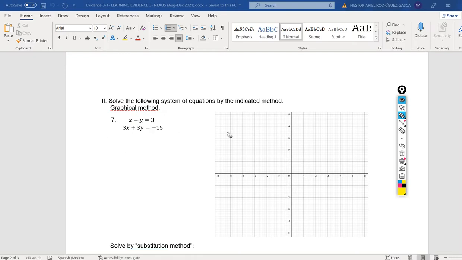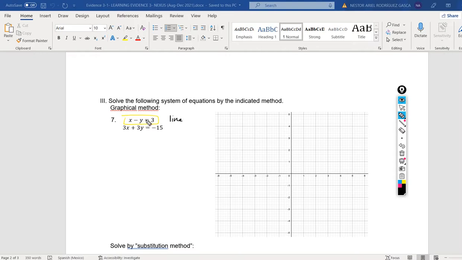But if you didn't have software, if you wanted to solve this by the graphical method, what you have to do is this. You have to graph first this equation, and the graph will result in a line. That's why these are called linear equations, because when you graph this, it results in a line. And how do you graph this thing? Very simply, you do the following.